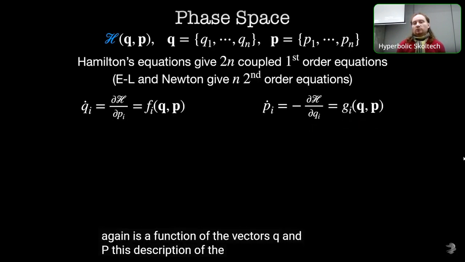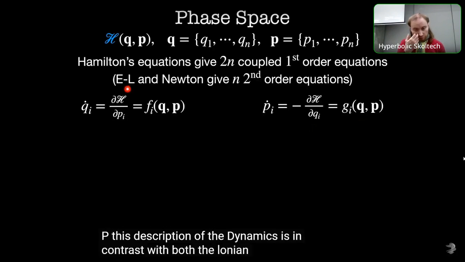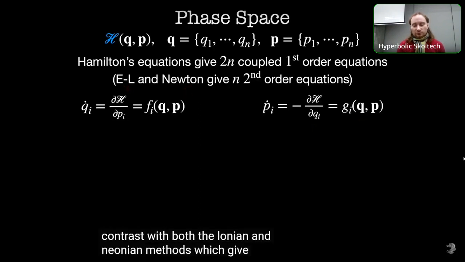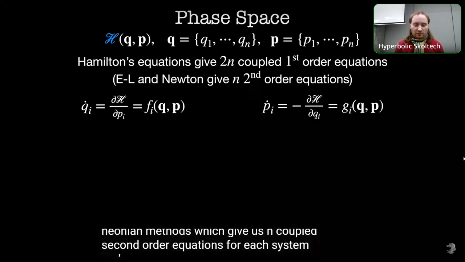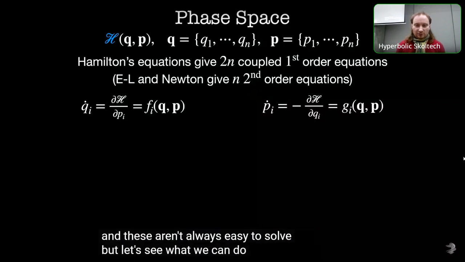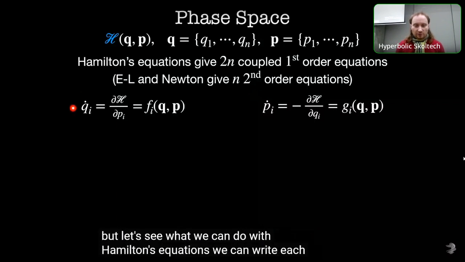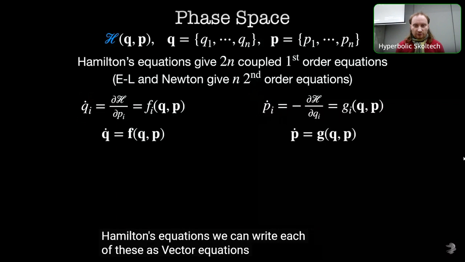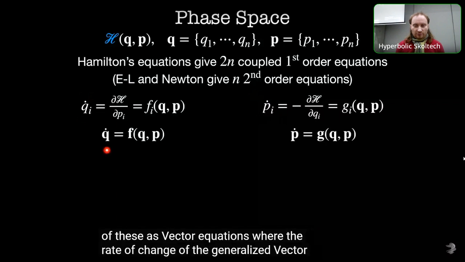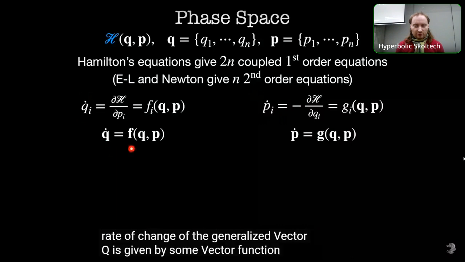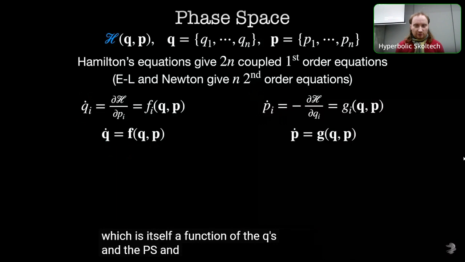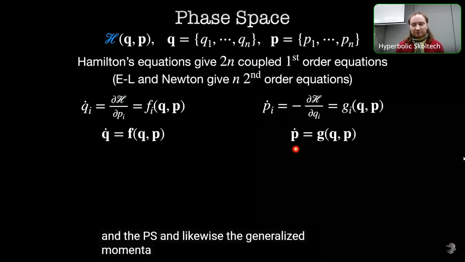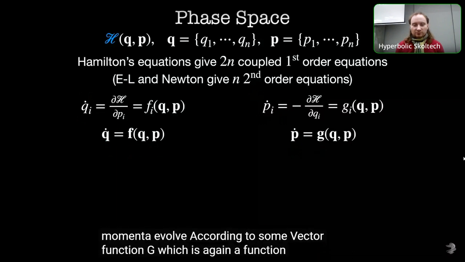This description of the dynamics is in contrast with both the Lagrangian and Newtonian methods, which give us n coupled second-order equations for each system, and these aren't always easy to solve. But let's see what we can do with Hamilton's equations. We can write each of these as vector equations, where the rate of change of the generalized vector Q is given by some vector function F, which is itself a function of the Q's and the P's. And likewise, the generalized momenta evolve according to some vector function G, which is again a function of Q's and P's.